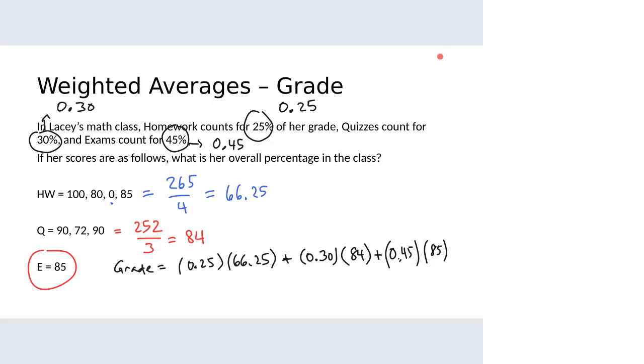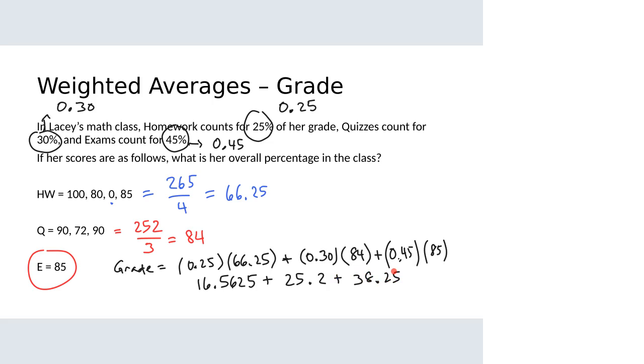And then we get some points for those. So 0.25 times 66.25, the number of percentage points she gets toward her overall grade from homework, is 16.5625. We don't want to do any rounding until we get to the very end. 0.3 times 84 is 25.2. And then 0.45 times 85 is 38.25.